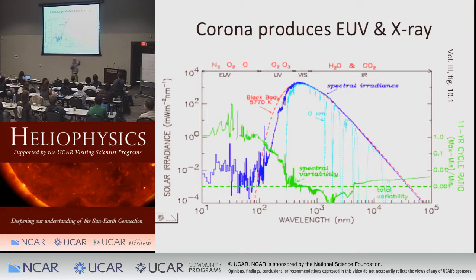Why? Because that corona, which is maintained by the magnetic field, is varying with the solar cycle. Variability is the maximum minus the minimum, divided by the minimum. Basically, this is 100% variability. This is more than 100%, so basically a factor of 10 or more variation. So this portion of the spectrum from the sun varies tremendously because it's from the corona, and the corona depends on the magnetic field of the sun, which is varying.